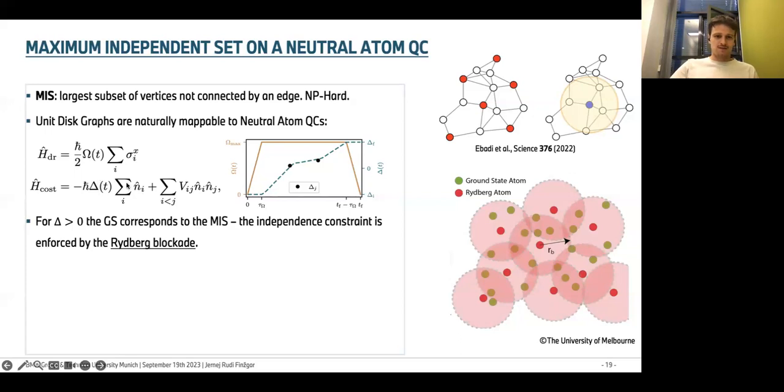for positive values of delta, you would like to have as many of these n's in the 1 state as possible, which is in conjunction with the fact that you want to have as many atoms, or as many vertices, in the independent set as possible. So a typical adiabatic protocol will start with a negative value of delta, and then ramp up to a positive value of delta, and the path which is taken, we here optimize using Bayesian optimization.